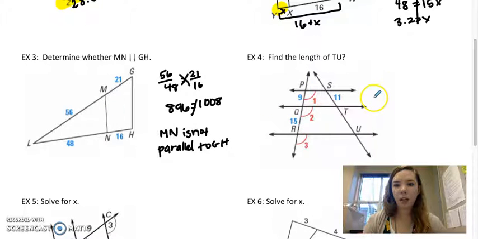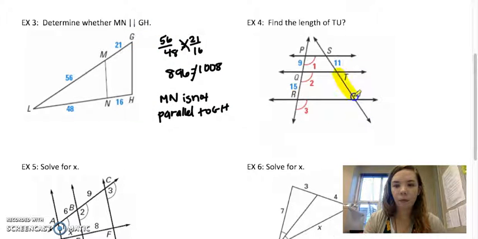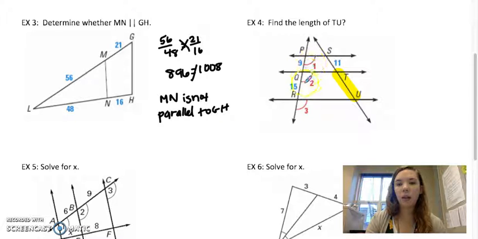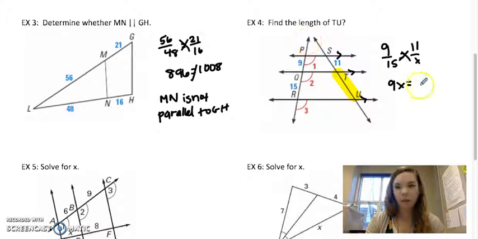All right, find the length of TU. So since we have 3 parallel lines, and we know that because these all are the same angle, they're all congruent, then we know these distances are proportional. So if I have 9 over 15, I can do 11 over x. So that's 18.3 repeating.